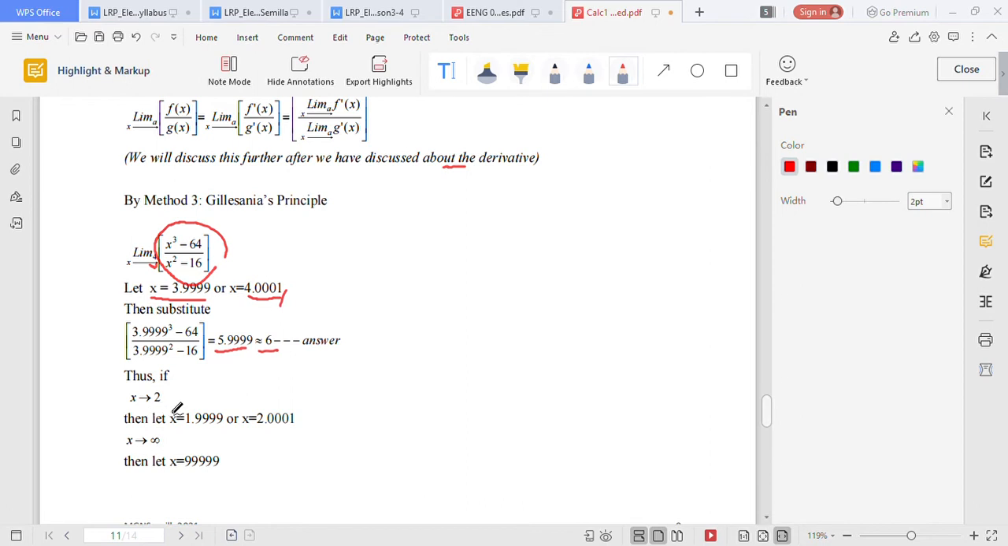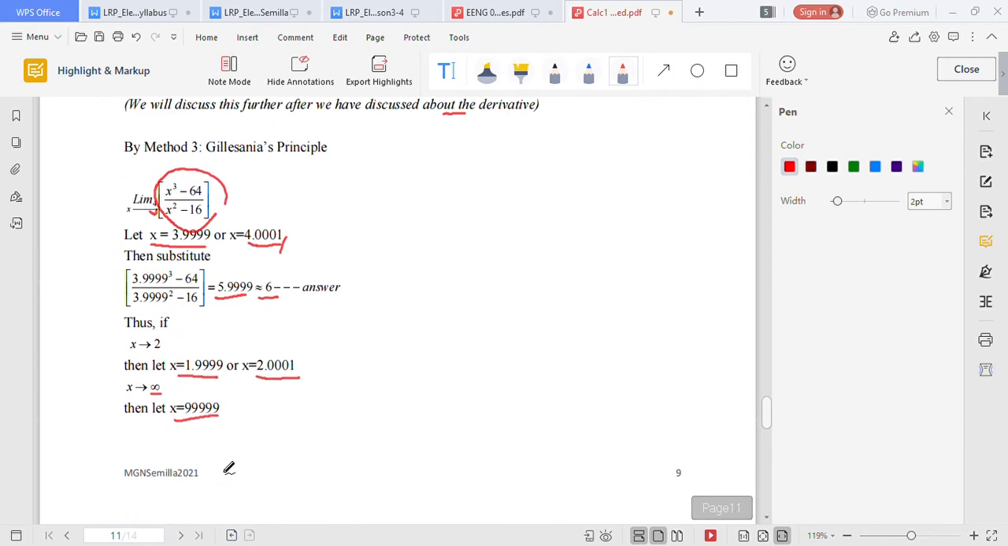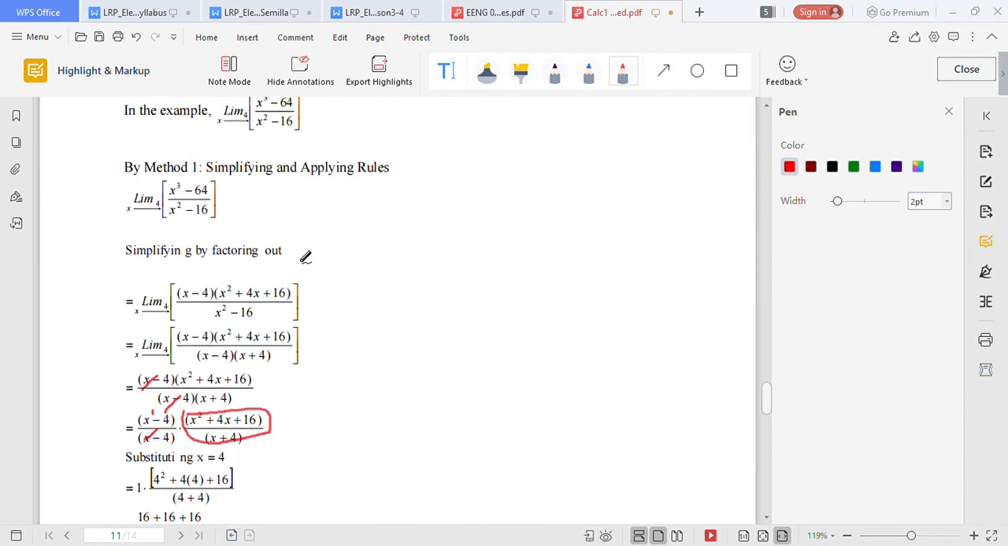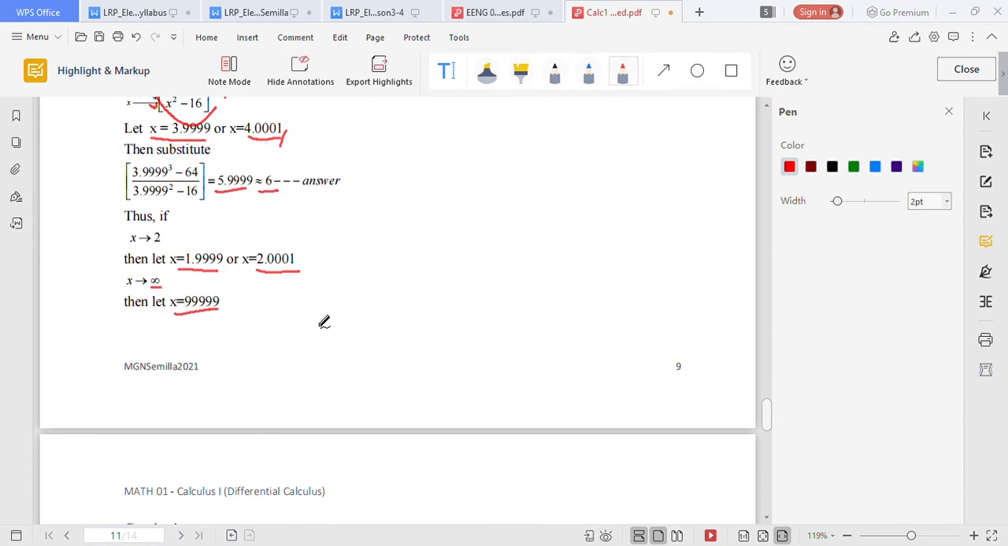So if you have a value of 2, then you just substitute 1.99 or 2.001. And if you have a value of infinity, that's a large number, then you substitute 999999. That's a large number, so you will come up with the same answer. So if your answer here is the same, using simplifying and applying the rules, then your answer is correct.